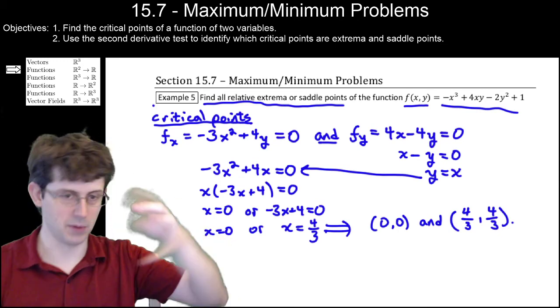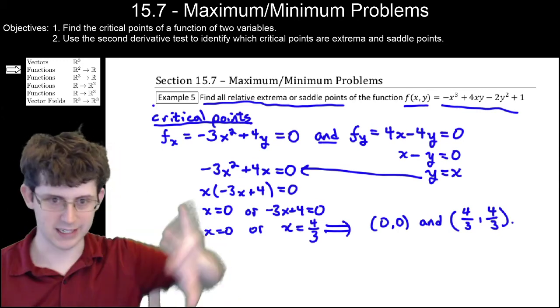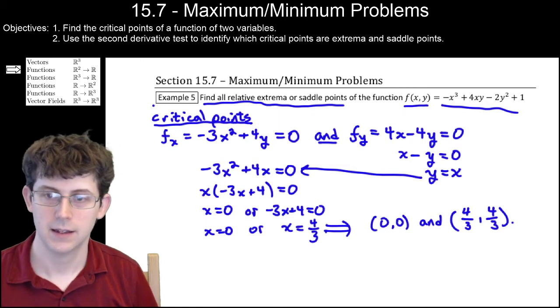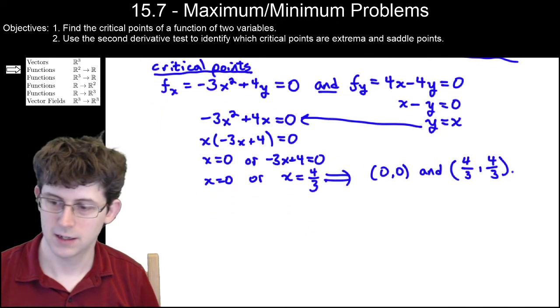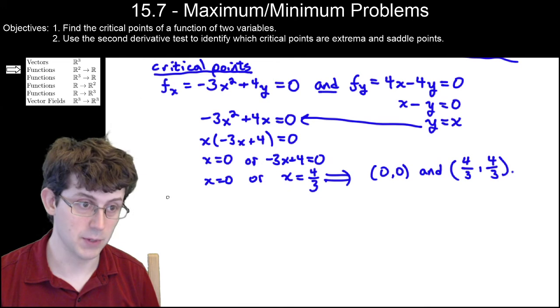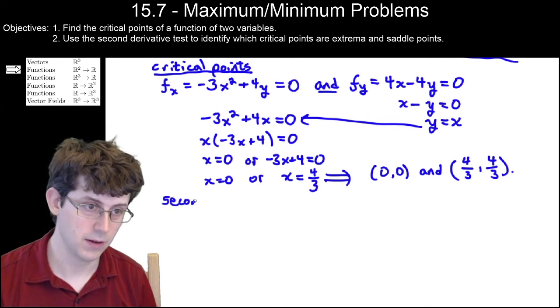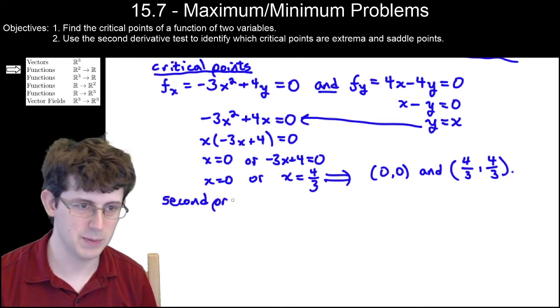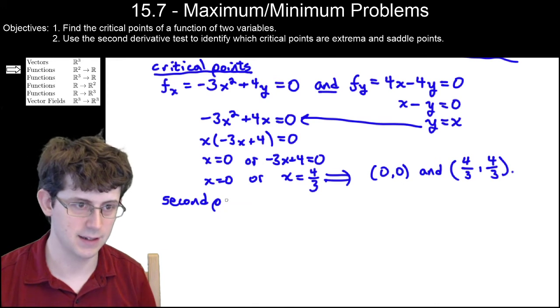These 2 critical points, maybe one of them is a max and one of them is a min, or maybe they're both saddles or something. There's some crazy surface going on here. So let's figure out which is which. We'll do the second derivative test on both. Some people call it the second partials test.